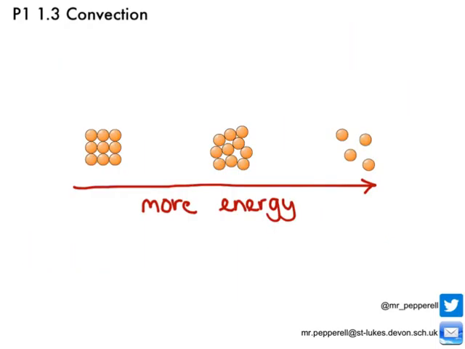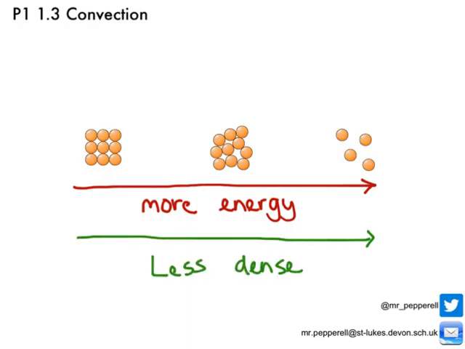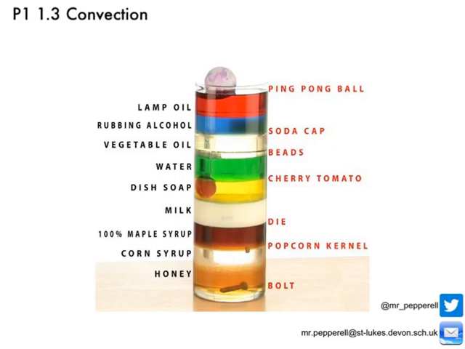So before we move on, let's remind ourselves that when you heat up a material, the particles gain kinetic energy and they move about more, which means they take up more space. So that means the material becomes less dense. The density decreases because the same amount of mass is now occupying a larger volume. Now it's this change in density which actually causes the movement of our fluid.